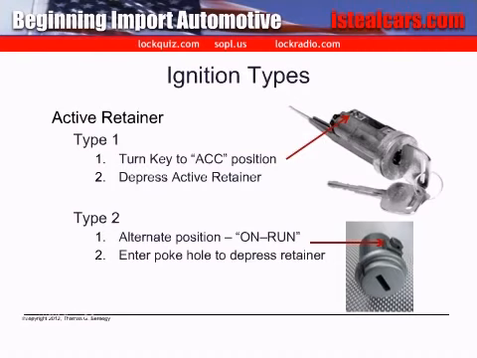Once the lock is rotated properly, a probe is inserted into the access hole and the retainer is pulled down or depressed, allowing the cylinder to be removed from the ignition housing. This type of retainer is very common on German vehicles like Mercedes, BMW, Volkswagen, and Audi. But regardless as to whether it is a Type 1 or a Type 2 retainer type, the ignition lock must be rotated to the on, accessory, or run position before the retainer can be depressed.